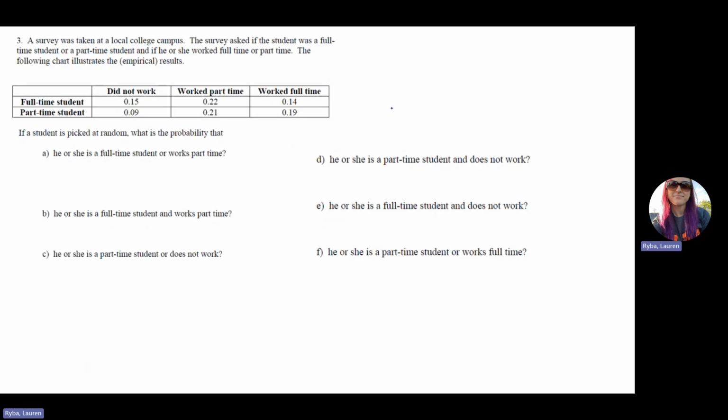This is a two-way table, meaning we have variables that are rows and variables that are columns. In this problem, a survey was taken at a local college campus. The survey asked if the student was full-time or part-time, and then asked their work schedule. So either they did not work, they worked part-time, or they worked full-time. So each student had to answer 2 questions, and then they fell in the corresponding box.